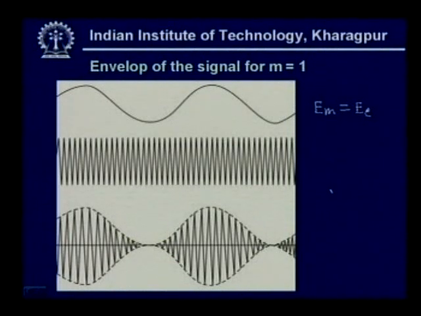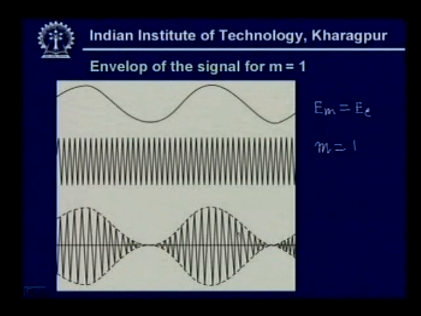So in that case what is happening, you are getting the value of m equal to 1, because m is equal to Em by Ec. So for Em, m is equal to 1, as you can see in this case, since the amplitude of this signal and the amplitude of this is the same, then the difference is 0 and the maximum value is 2 Ec. So, it varies from 0 to 2 Ec.